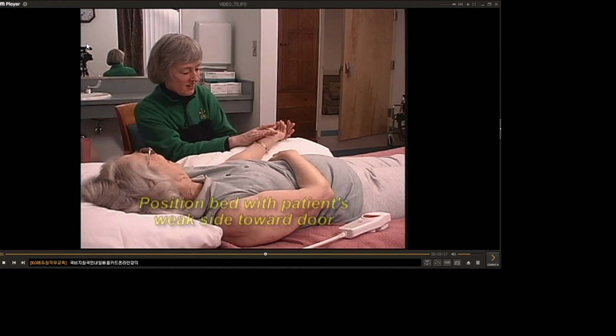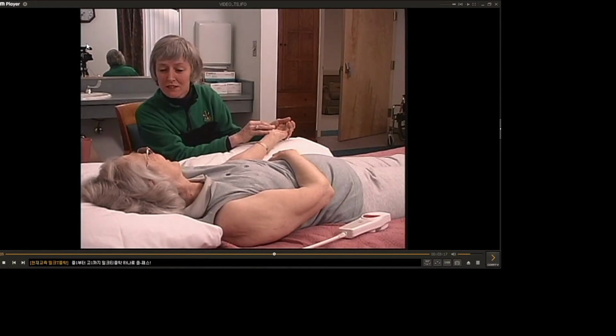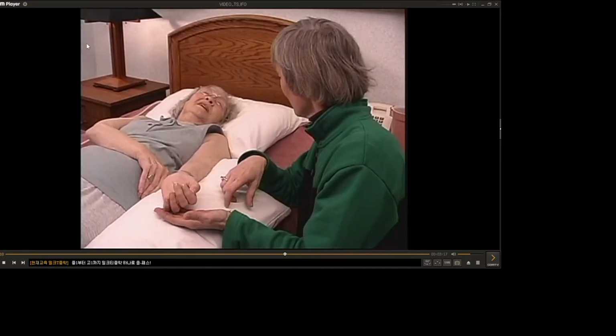is toward the door. Friends and family as well as therapists are more likely to approach the patient from their weak side, encouraging and improving awareness of that side.